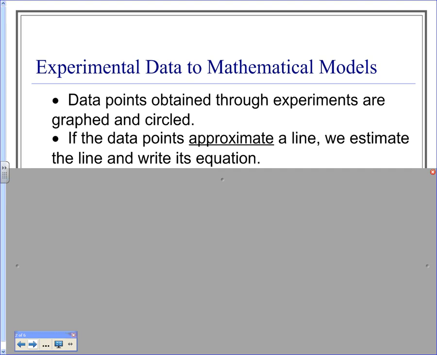The data points are going to approximate a line, and so you can actually find the slope and the y-intercept to get the equation of the line.